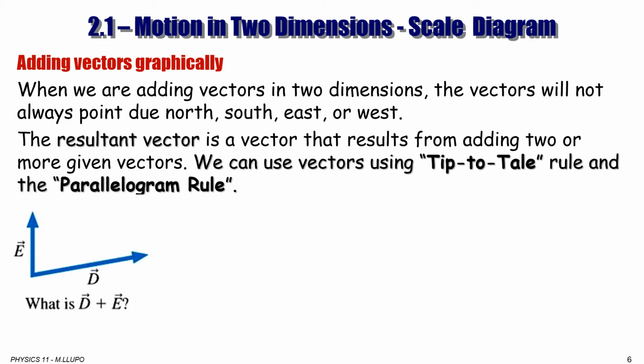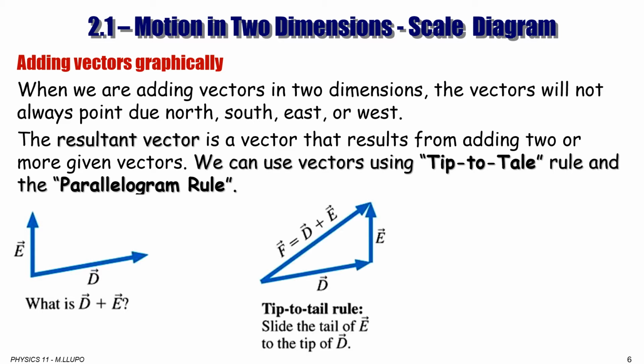In order to add those 2 vectors, you can add them using the method of tip to tail. That means you can place the tail of one vector at the tip of the first one. Here's vector E, and you can move that vector E parallel to itself, same magnitude and parallel to itself, and then you place it exactly where vector D ends, at the tip of vector D. And the rule is the same for 2 or as many as you want.